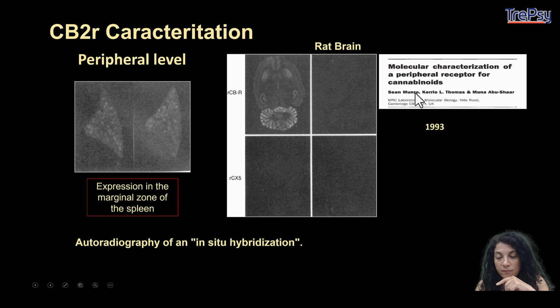with Munro, who saw this receptor, this expression, in the marginal zone of the spleen. Munro also saw this receptor in the rat brain. He made an autoradiography and an in situ hybridization. So, for the first time, the CB2 receptor was characterized, but they thought that it was a peripheral receptor.